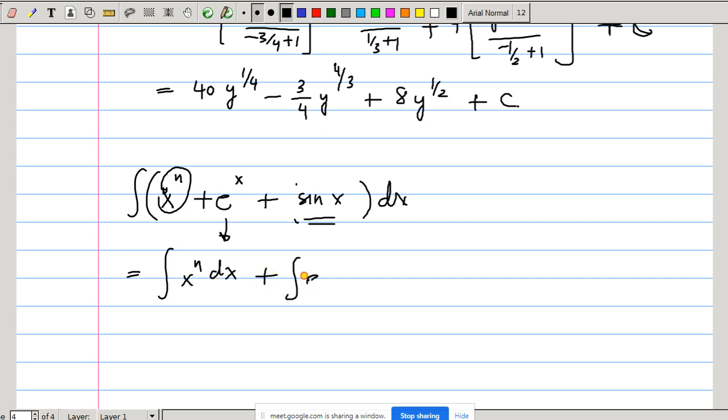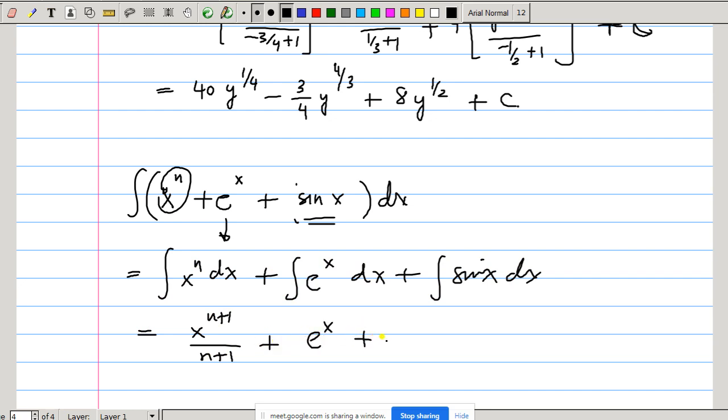You will first of all write them separately, the integral of each term, plus the integral of sine x dx separately. And now I will use the formula. Whatever the power is, I will use the power rule. e to the x is e to the x, sine x is minus cos x plus c. Okay, so these type of things you can expect, where I can combine different formulas.